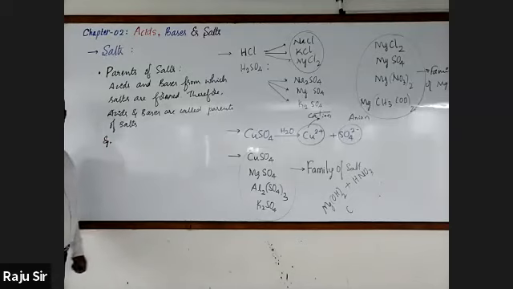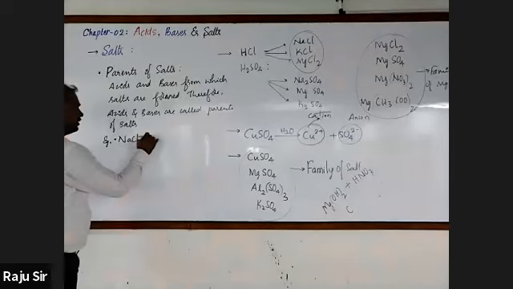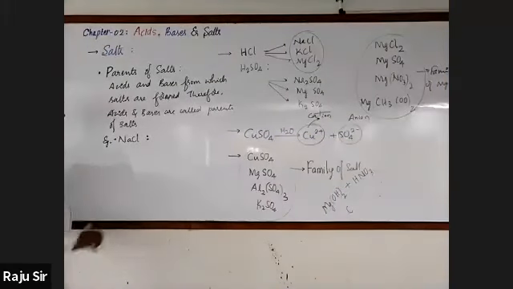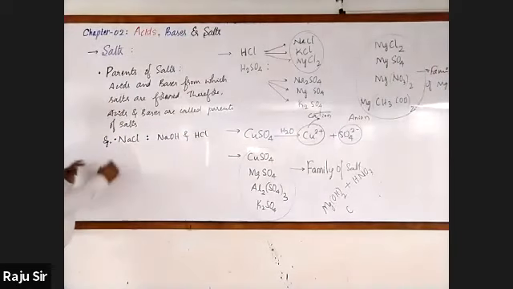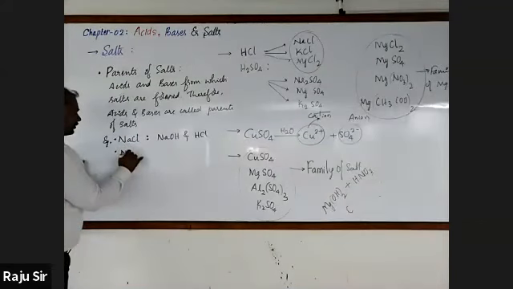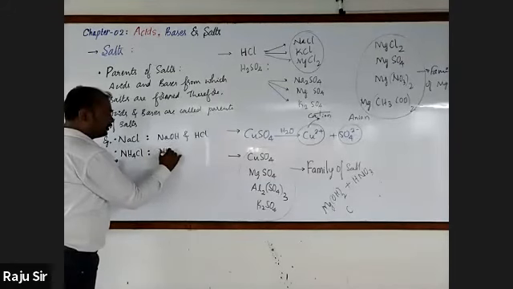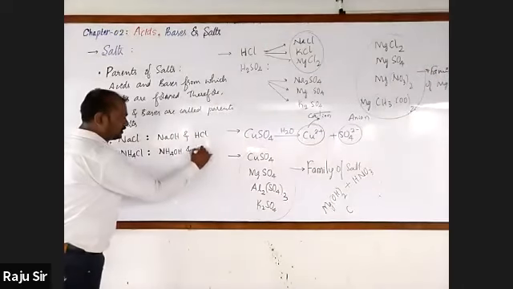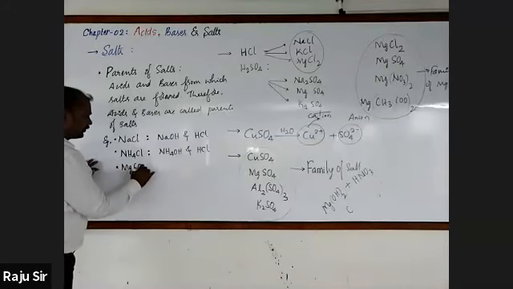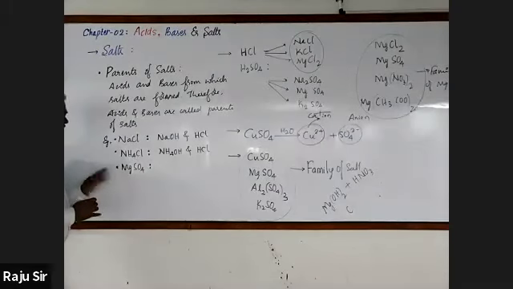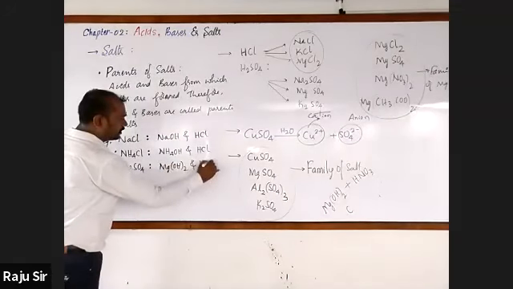Let us take a few examples. Start writing one by one. NaCl: the parents are sodium hydroxide and HCl. Next, ammonium chloride: ammonium hydroxide, NH4OH, and HCl. MgSO4: magnesium hydroxide, Mg(OH)2, and sulfuric acid, H2SO4.